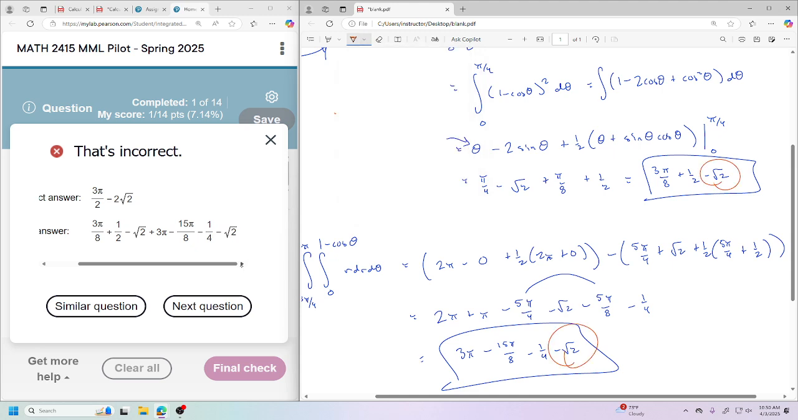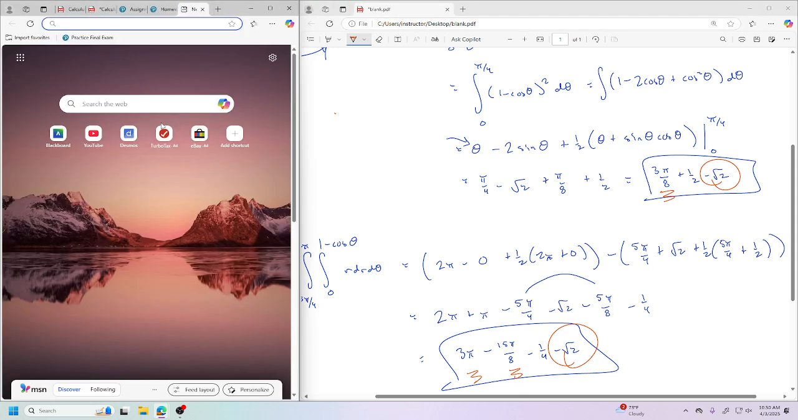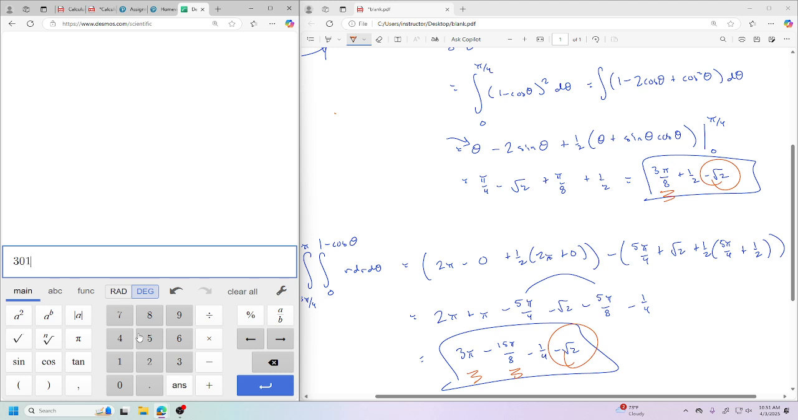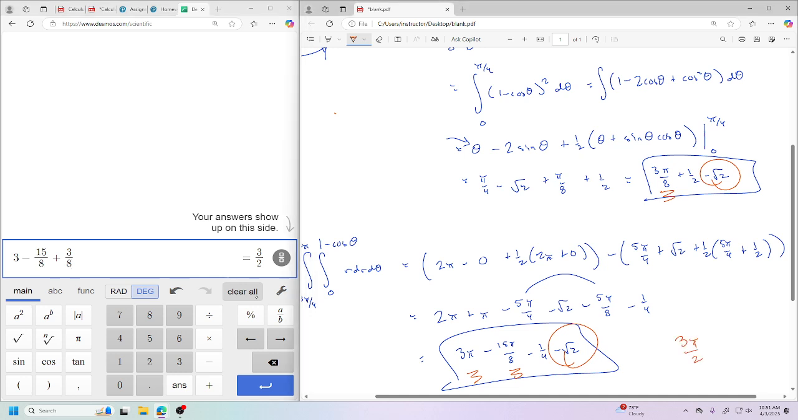So these are good. And then if I mush all my pies together, so I have to have this one, and this one. Let me see what we get with our pies. I'm gonna go to Desmos for this. So we have a 3 pi minus the 15 over 8, and we have a plus 3 over 8. So 3 halves. So basically I've got 3 pi over 2 minus 2 square root of 2, and then I had this dude and this dude. But let's go see what's going on.